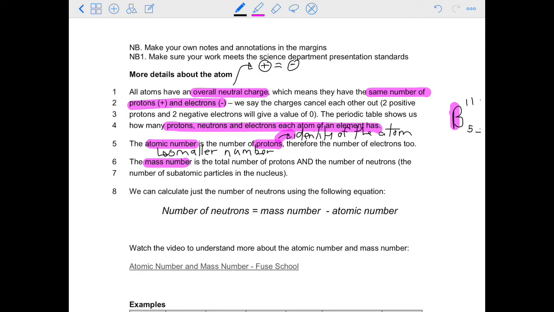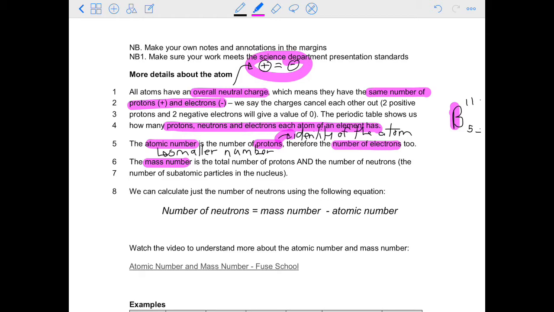We also know that the number of protons has to equal our number of electrons, because we know that atoms have an overall neutral charge. So if boron has 5 protons, it must also therefore have 5 electrons. So we know the number of electrons because of the number of protons, which is the same as the atomic number, which is the smaller number on the periodic table.